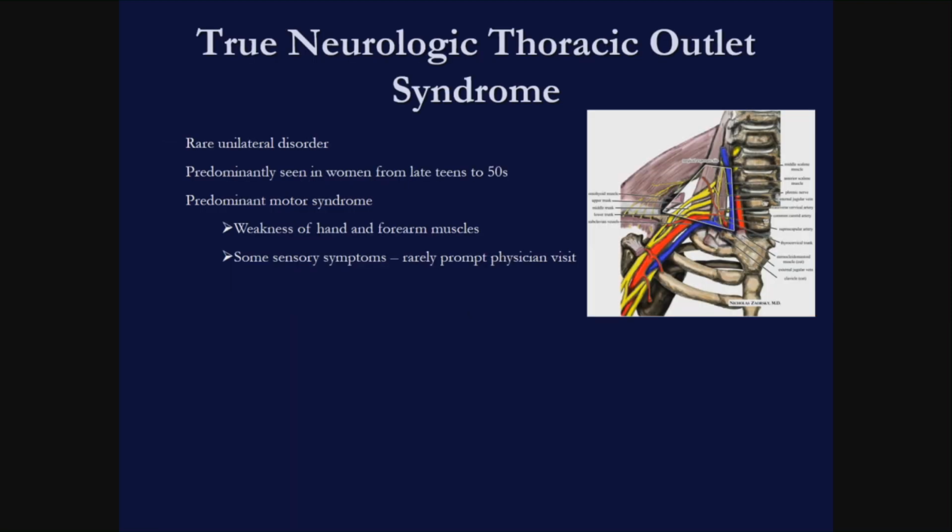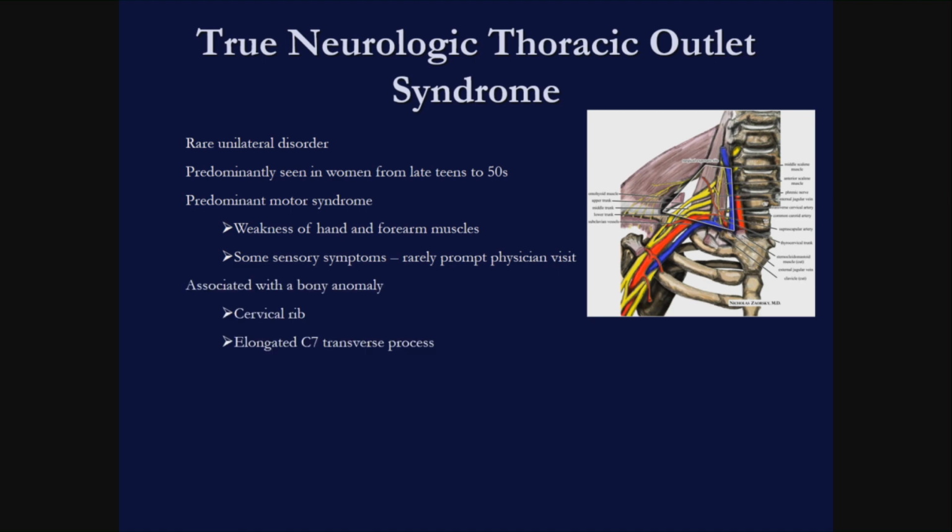And it is a cervical rib. And this is true neurologic thoracic outlet syndrome. These patients don't usually present with pain. They present because of painless weakness in the hand. There may be some sensory symptoms, but it's usually a minor complaint. It's more the wasting and weakness that's the main symptom.